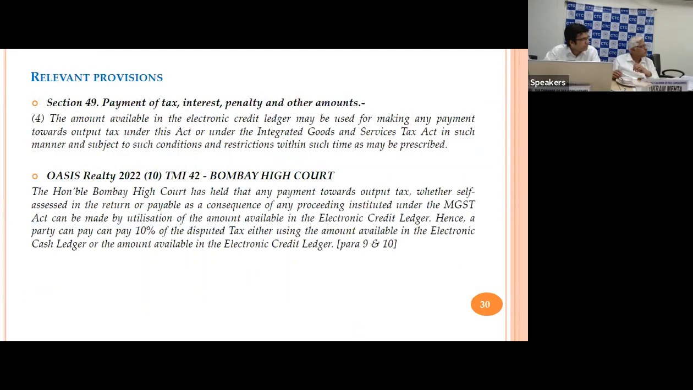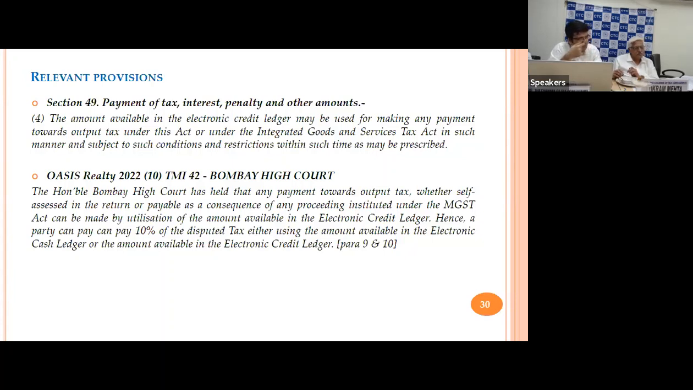So practically, how to deal with it? If you see section 49, payment of taxes, section 49(4), it's also there on screen in my slide. The amount available in the electronic credit ledger may be used for making any payment towards output tax under this Act or under the IGST Act in such manner and subject to such conditions and restrictions within such time period as may be prescribed. So in the Act there is no restriction. Not even in the rules.